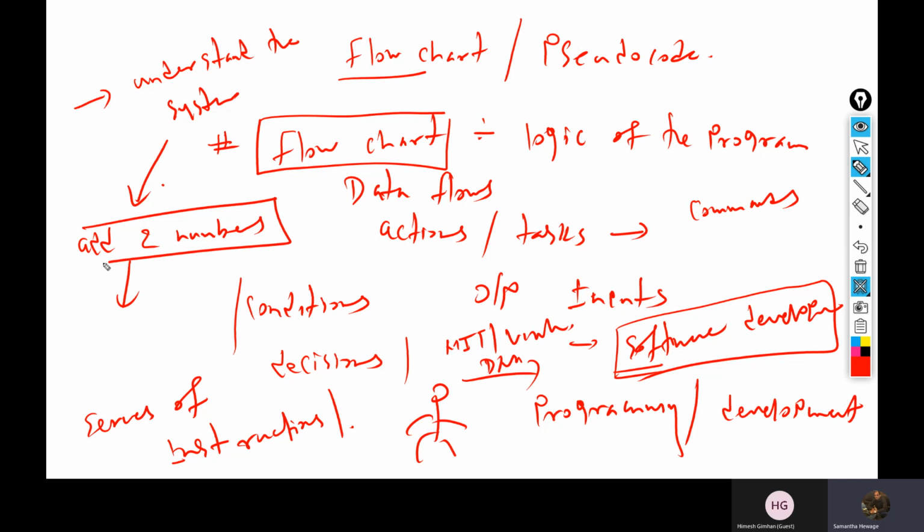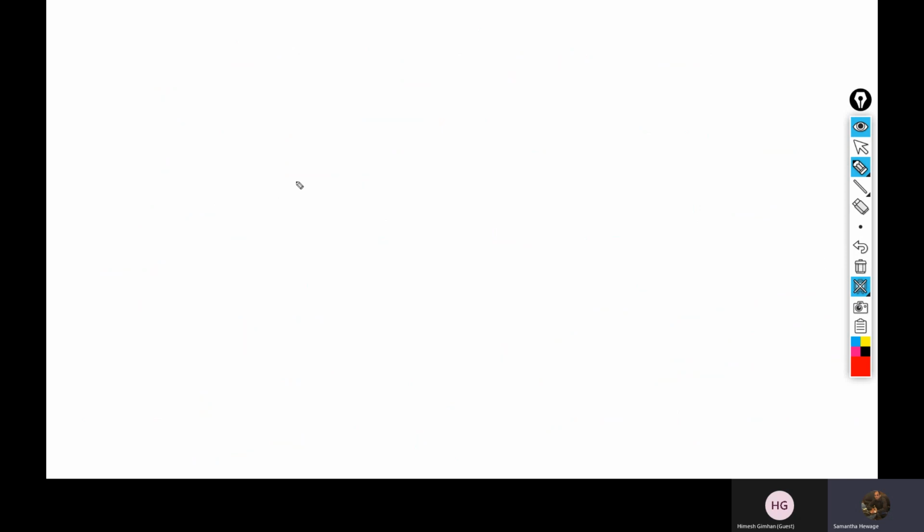Now we are going to add two numbers, right? How do you define and elaborate this? How do you figure out adding two numbers in a flowchart? So we will go on and discuss.